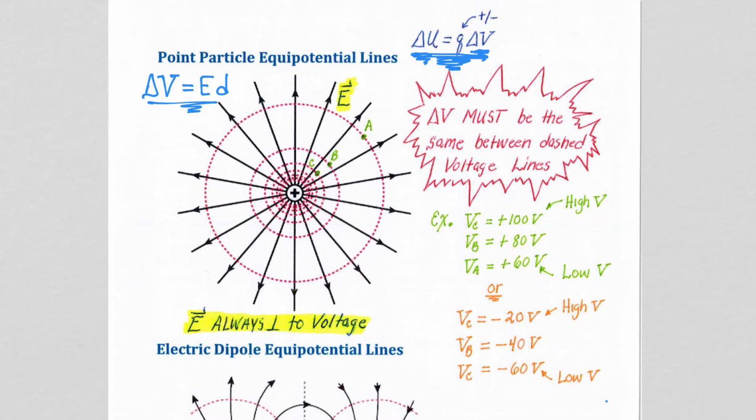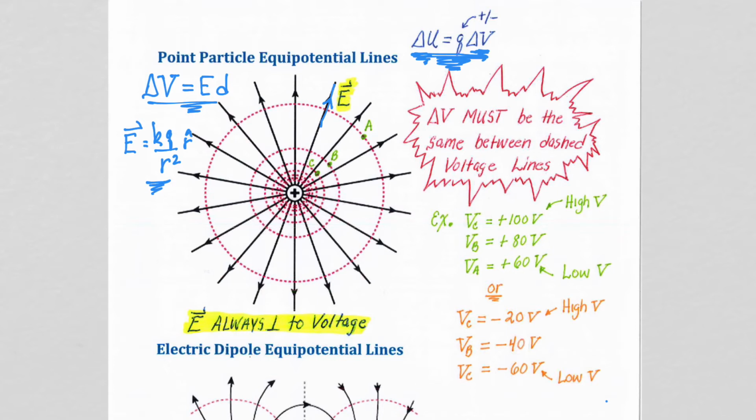But we know for a source charge point particle that the electric field equals KQ on R squared, R hat. So that's why they point radially out. So all of these black electric field lines point radially out, and the field weakens according to the 1 on R squared.